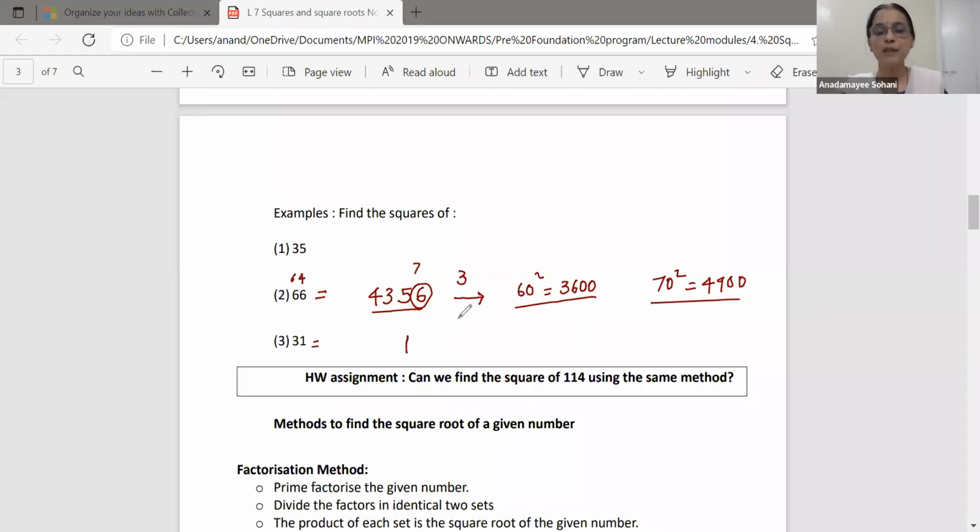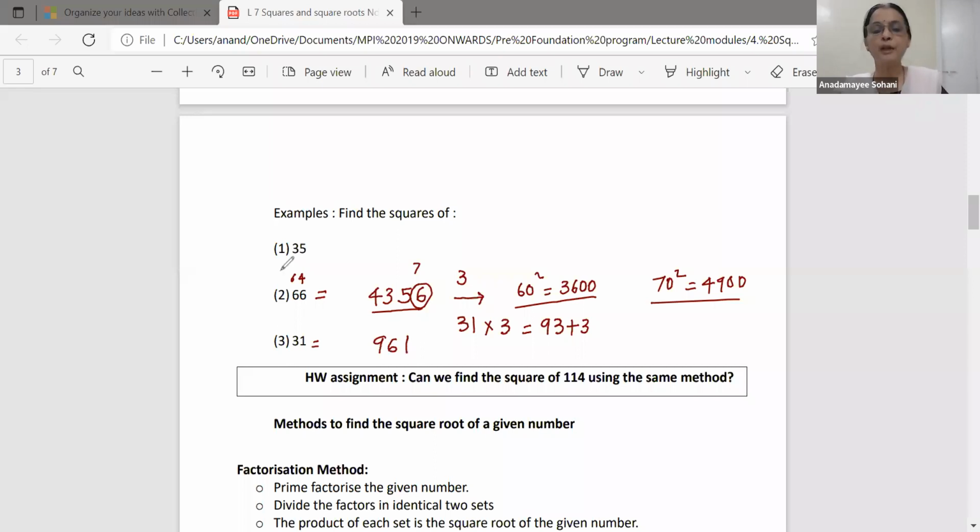For the tens place, I will multiply 31 by the number in the tens place, that is 3. 31 into 3 is 93. And to that, I will add the same number. 93 plus 3 is 96. So square of 31 is 961. So you can play a lot.